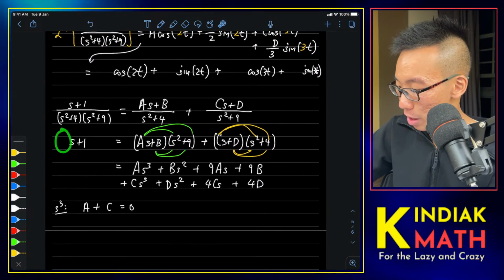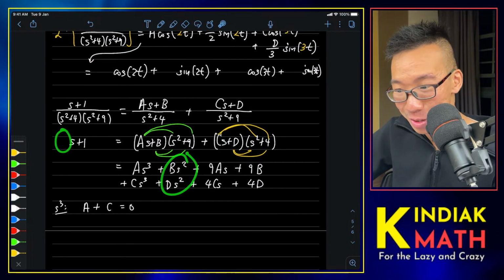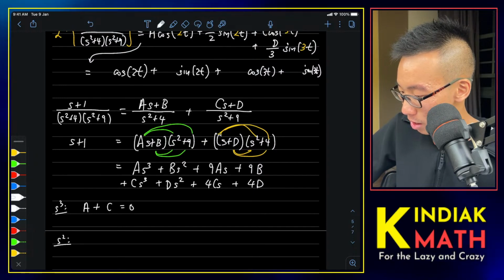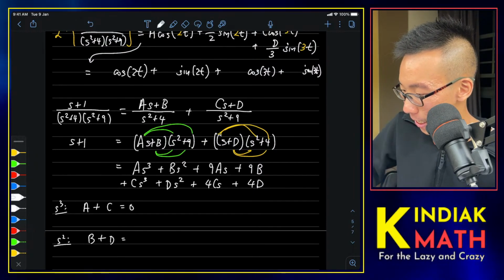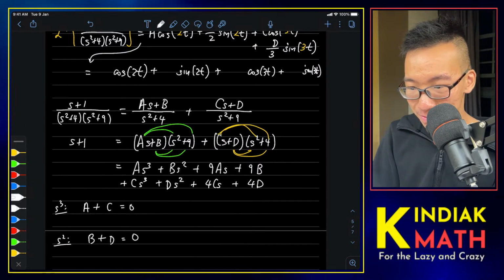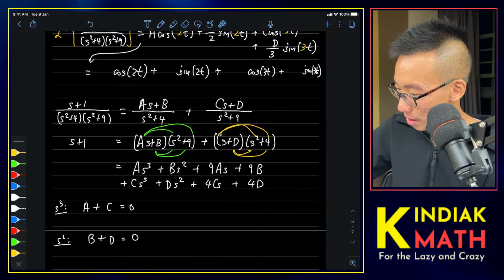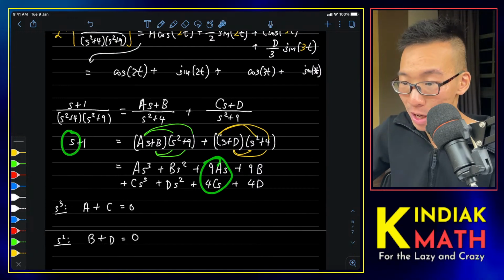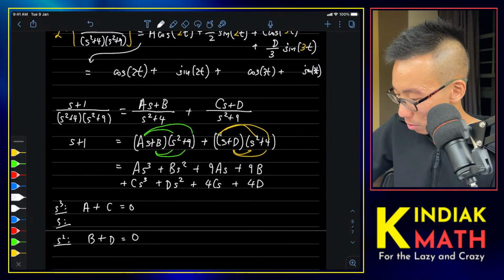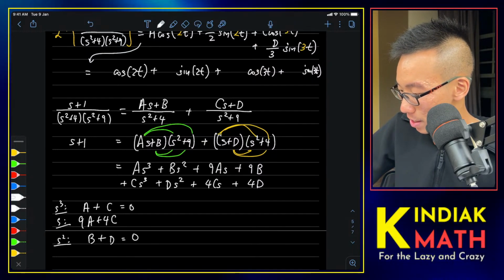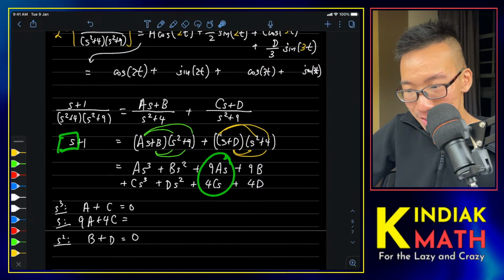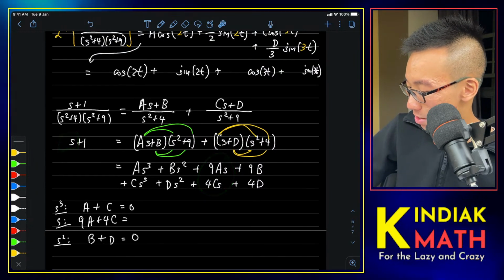But what about the s squared terms? There are no s squared terms as well. So the s squared terms, b plus d, add up to 0. In this part over here, we have 9a plus 4c. So we have 9a plus 4c s terms. This equals to how many s's? Oh, just one, right? So it's just one over there.